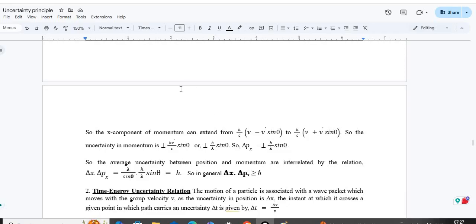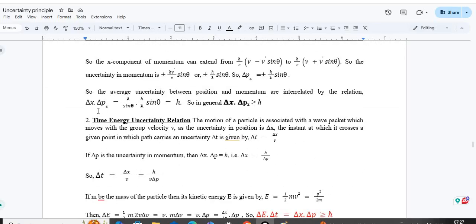Now for the momentum case, we are only considering the x direction. So this is simply given as h by lambda into sine of theta, that is h nu by c into sine of theta, which is h divided by lambda times sine theta. Now you have lambda by sine theta for delta x, and for the momentum this is h by lambda into sine theta. So the lambda will cancel out and the sine value will obviously cancel out. So you can see that when you multiply delta x and delta px, this gives you Planck's constant value.